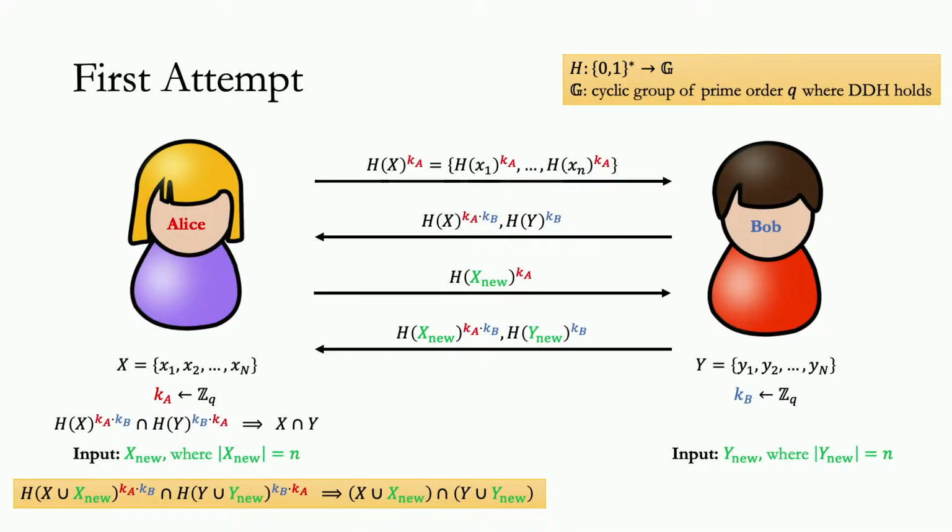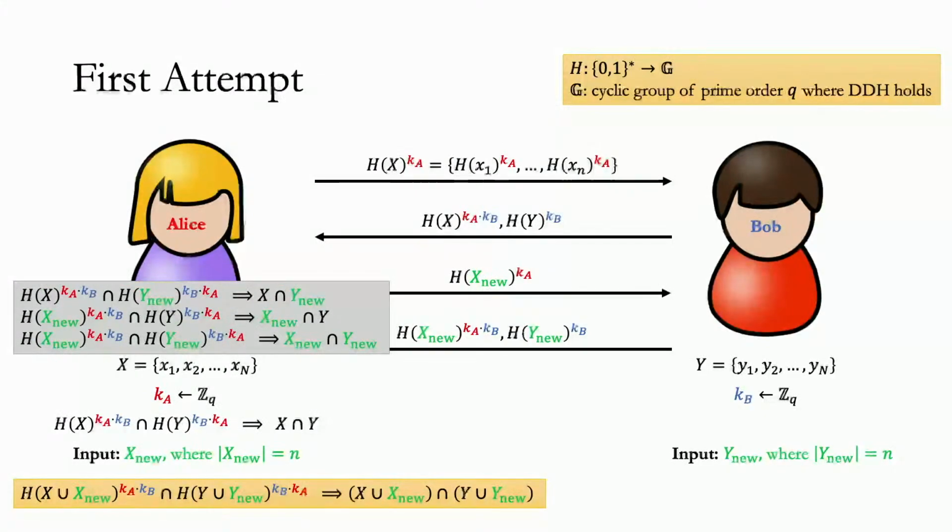But if you take a look at the protocol for a second, it actually reveals more information than what Alice is supposed to learn, right? Exactly. So besides the old intersection and the new intersection, Alice also learns the cross terms. Her old set intersect with Bob's new set, her old set intersect with Bob's old set, her new set intersect with Bob's new set, right? All the combinations she can learn.